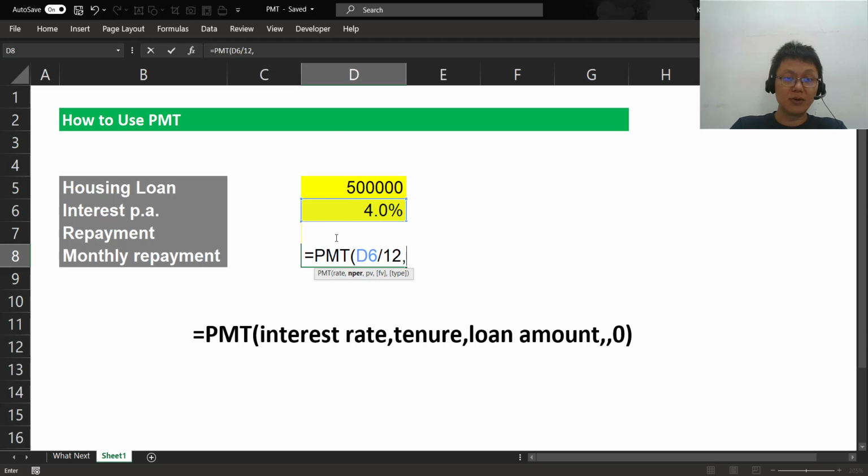It is in D7, so we type D7. Again, we need to times 12 because it's 30 years times 12 months. And finally, it's the loan amount. The loan amount is 500,000 and there is no future value, which you can see, no future value.